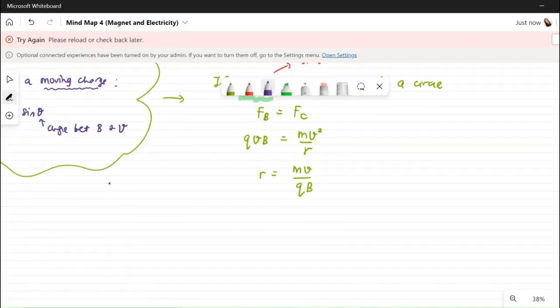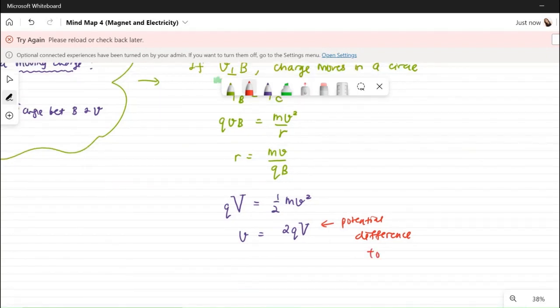Now if you accelerate this moving charge with a potential difference of V, for example the charge has a magnitude of q, then the kinetic energy of the moving charge is half mv squared, which equals qV. Here the capital letter V is the potential difference to accelerate the charge, right? So the speed of the charge, the small letter v here, is equal to the square root of 2qV divided by m.